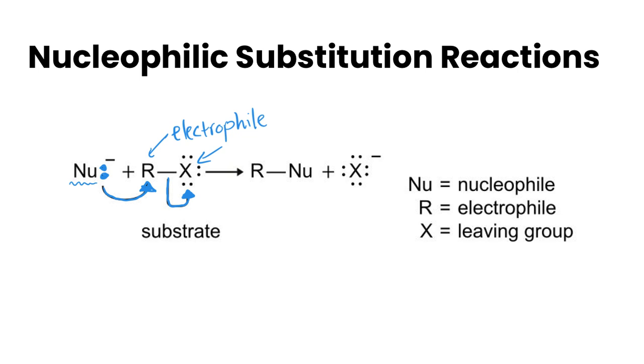What we're essentially doing is creating a new bond between the nucleophile and the electrophile, and the leaving group is leaving. That's why we call it a leaving group. So let's look at a couple of examples. Let's look at something very simple. We can do chloromethane, so that's CH3Cl.